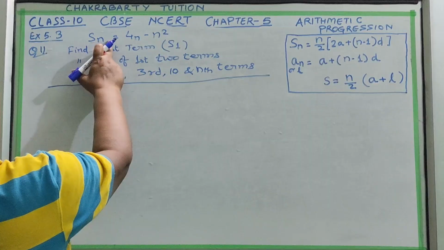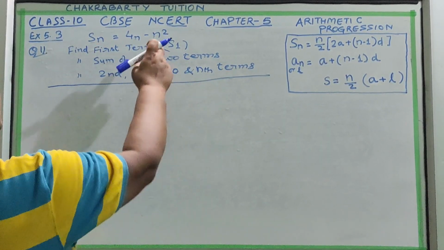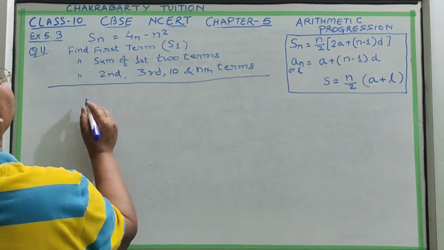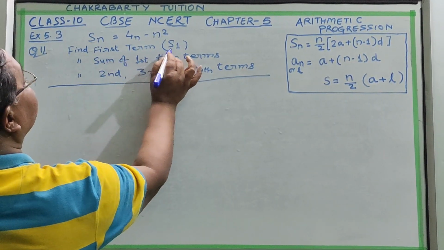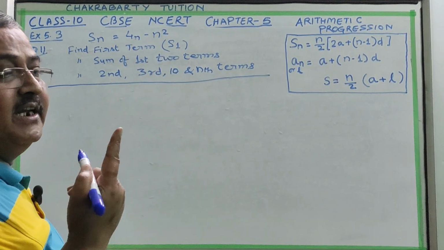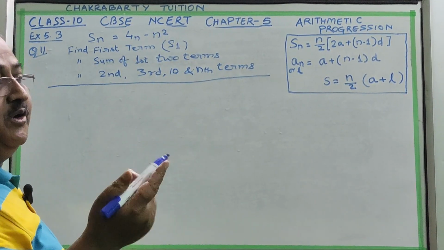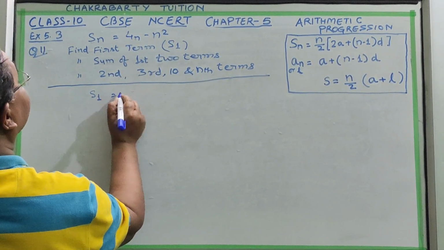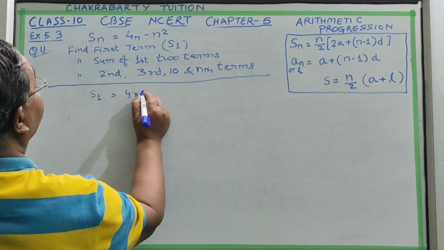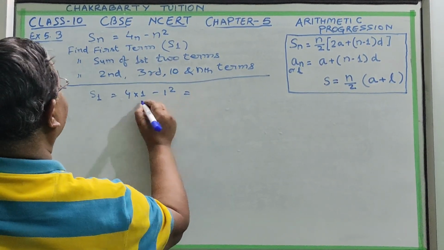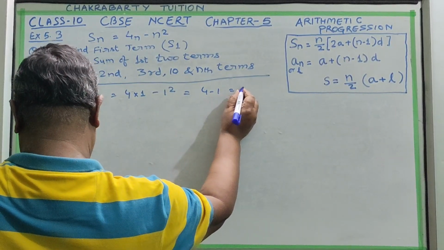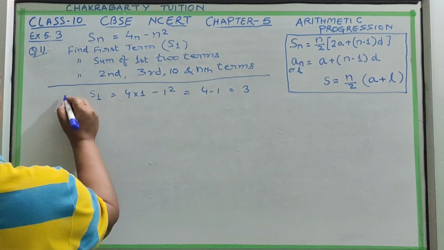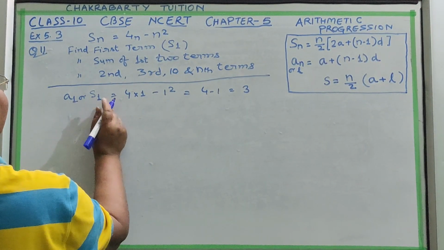Means in place of n, you have to put 1, 2, 3, 4 and solve it. So now we will find the first term, S1, the sum of S1. In the question it is given, the first term is equal to S1. Naturally, the sum for the first unit will be S1 only. So S1 is equal to 4 into 1 minus 1 square, which is 4 minus 1, equal to 3. So it is your S1, it is your first term, S1 or A1. A1 or S1 is 3.